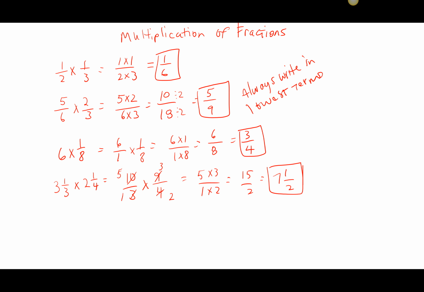Let's try one more. So what if we had 3 and 5/6 times 3/10? Well, again, put the 3 and 5/6 into an improper fraction. 6 times 3 is 18 plus 5 is 23 over 6 times 3/10. Reduce it if you can.